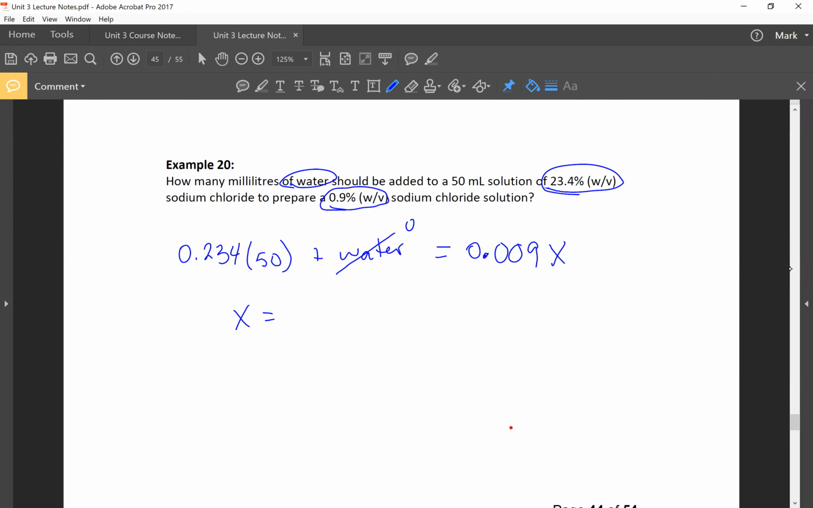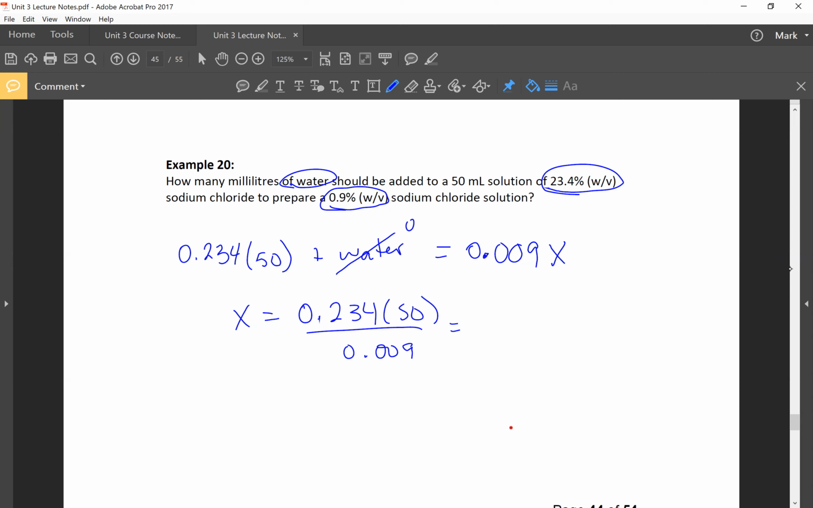So X will be 0.234 times 50 over 0.009. This is going to be the amount of the final solution. So keep in mind, it's not the answer, it's the final solution. I cleared my calculator. Sorry, hold on.